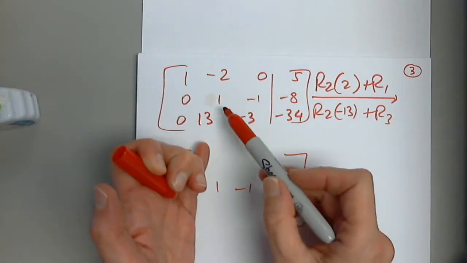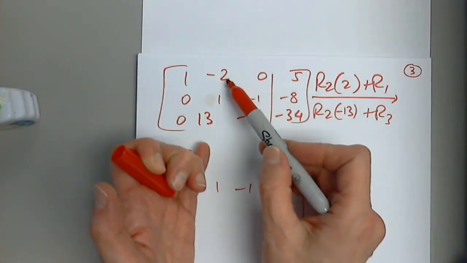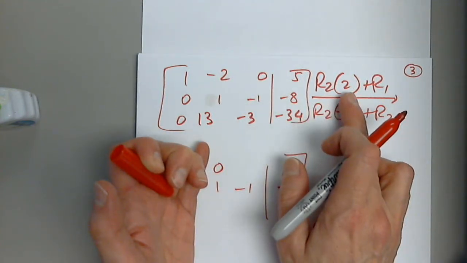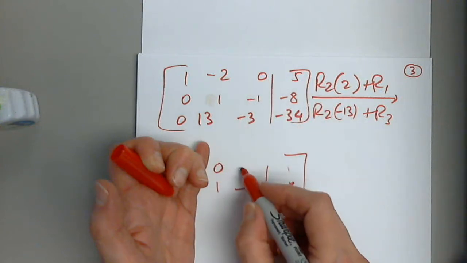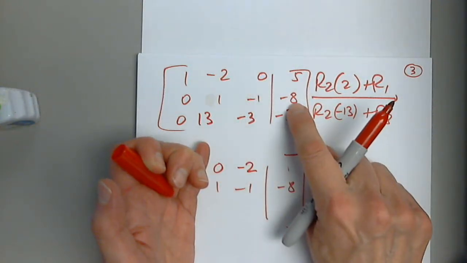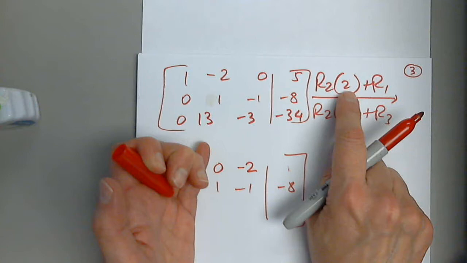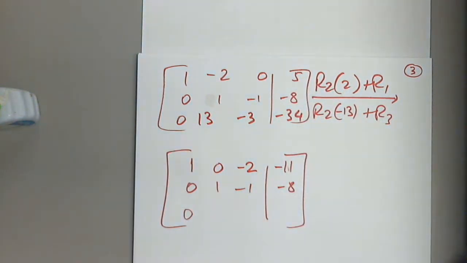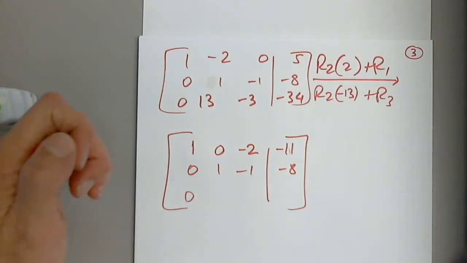Okay, ready? 1 times 2 minus 2, 0. -1 times 2, -2, plus 0, -2. -8 times 2, -16, plus 5. Perfect. We're such a good team.